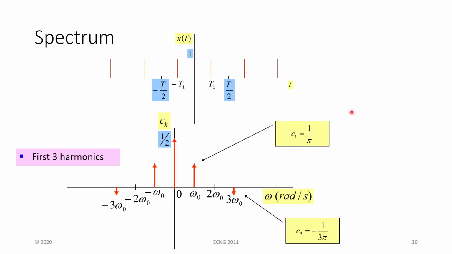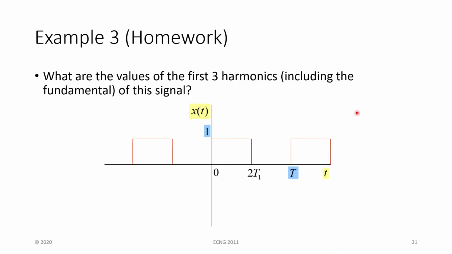Alright, so for your homework, basically you're going to be required to find the values of the first 3 harmonics, including the fundamental frequency, being k equal 1, for this particular signal. And assume that this signal also has a 50% duty cycle when you're working with this.